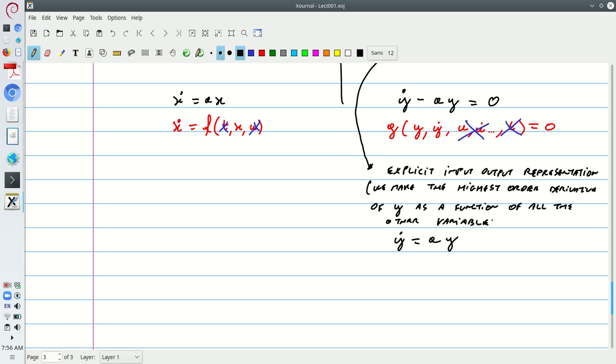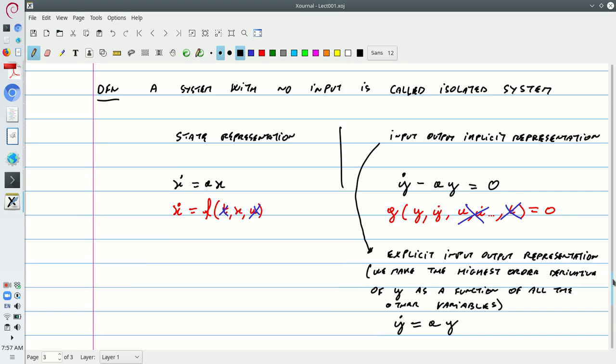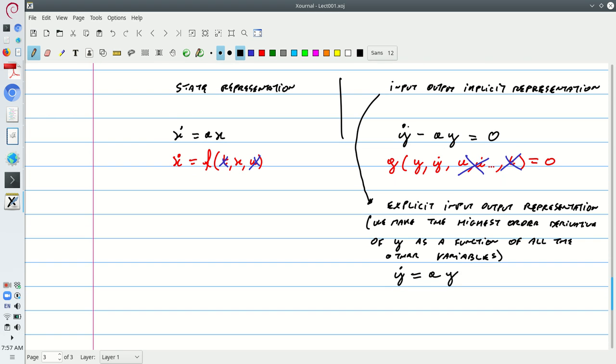It's not always possible, but when it's possible, actually we prefer to do it. So when we have our input-output implicit representation, it typically comes out from some physical considerations that we can make to obtain a differential equation, because that's nothing else than a differential equation. The problem is that the highest order derivative of y might be in some complicated relationship with all the rest, so we might consider it enough to have this implicit representation.